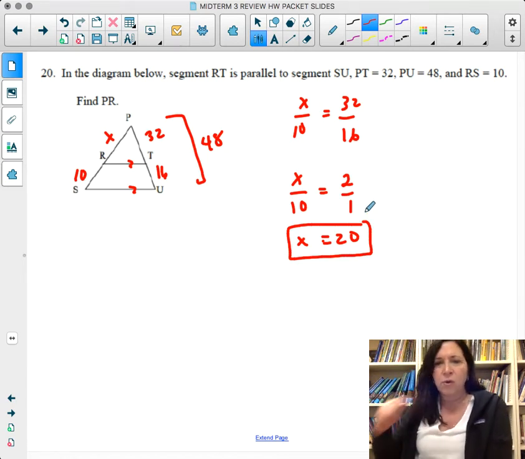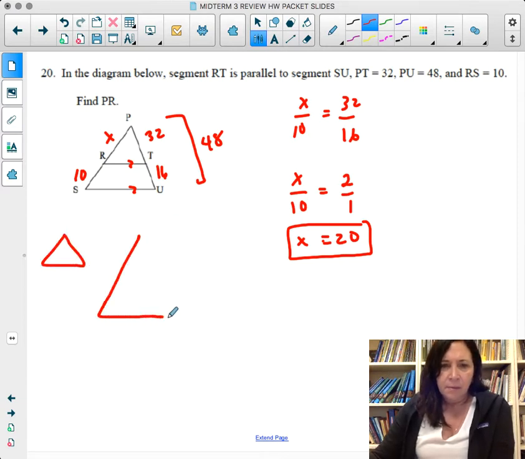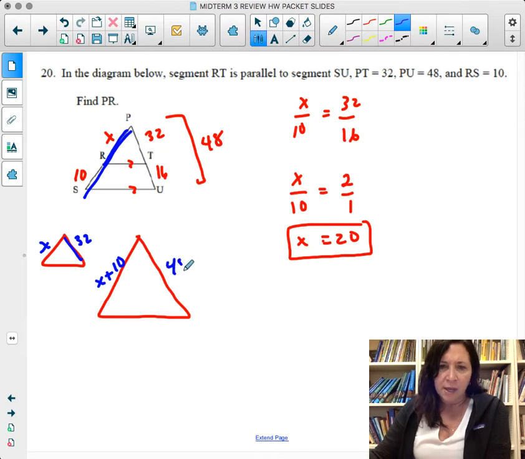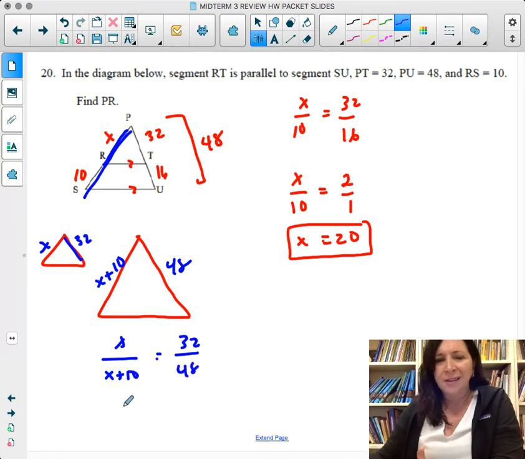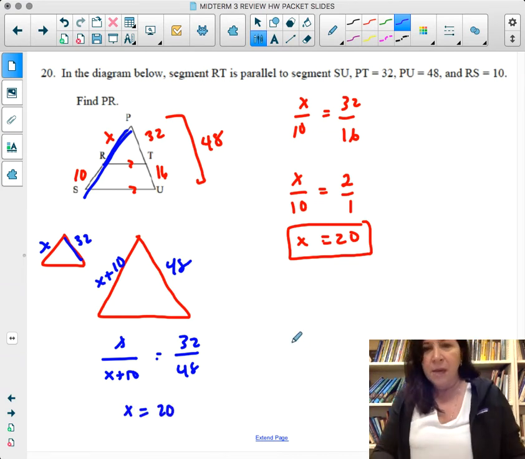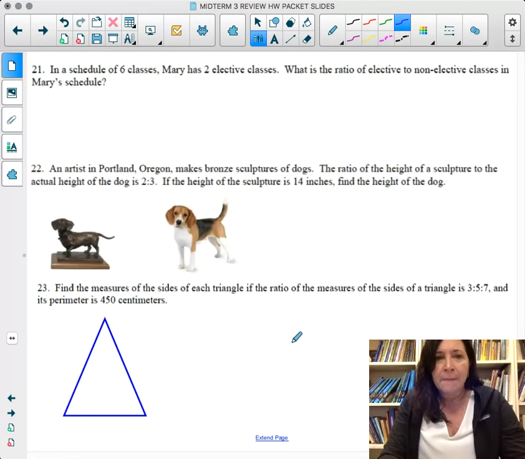I also would encourage you, sometimes it's in your best bet to separate the triangles. And you're welcome to do that, meaning this was what we're trying to find. This whole length would be x plus 10. This length here was 32, and the whole length was 48. So you would just go x is to x plus 10 as 32 is to 48 and cross multiply it, you're going to get exactly the same answer, x equals 20. It's just another option. So just keep in mind, you do have options when you're doing these proportions and some of these problems.